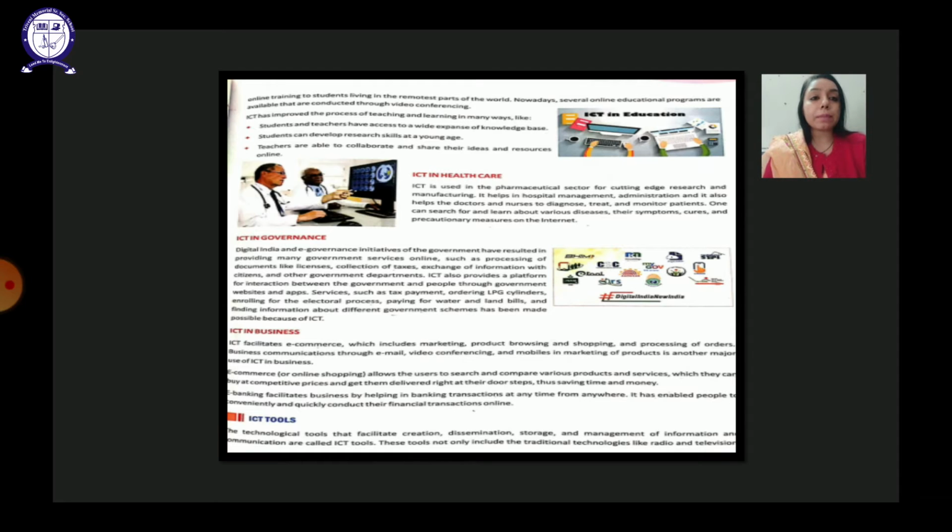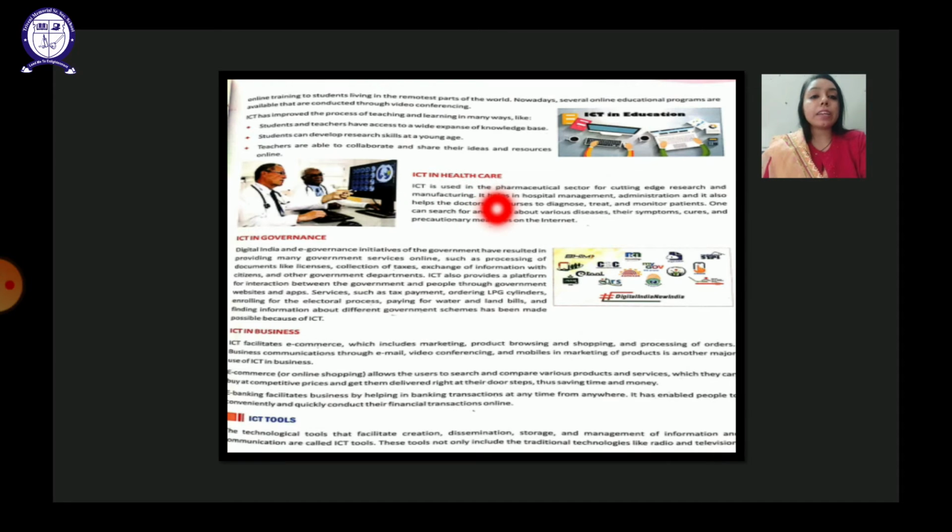There are various apps like Google Meet, Zoom and various other apps with the help of which the teachers are able to interact with the students and one-to-one communication is going on. So ICT can also help the students and teachers to have access to a wide range of knowledge base. They can develop the research skills at a young age and teachers are able to collaborate and share their ideas online.